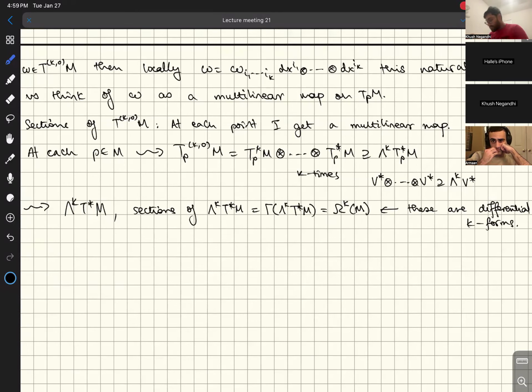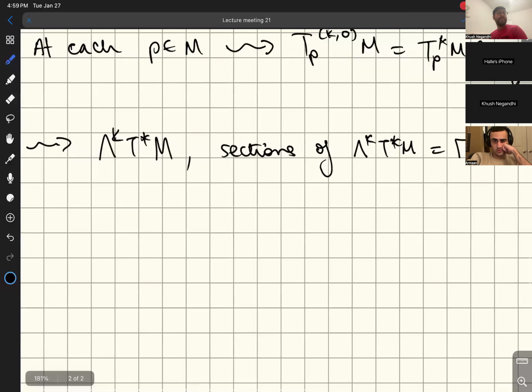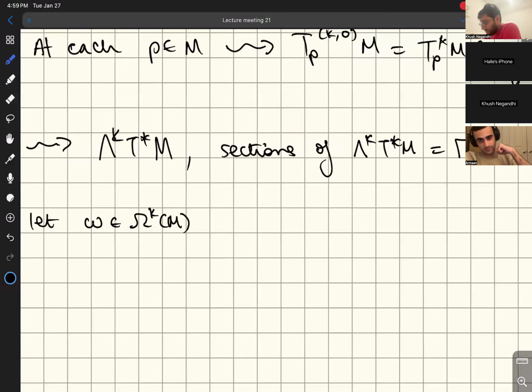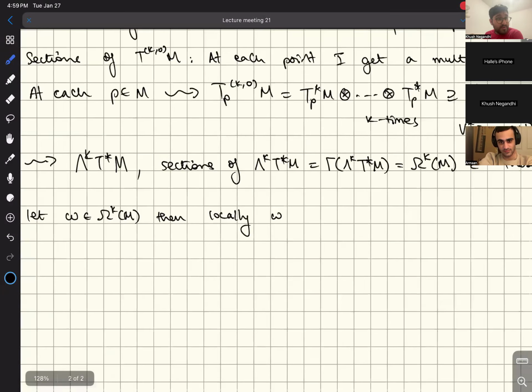So to get an idea of what these things look like, we have to go local and ask, locally, what do these look like? So let omega be a k-form. Then locally, which just means that I'm in a chart, I can forego all the abstract nonsense. Oh, I've zoomed in too much.